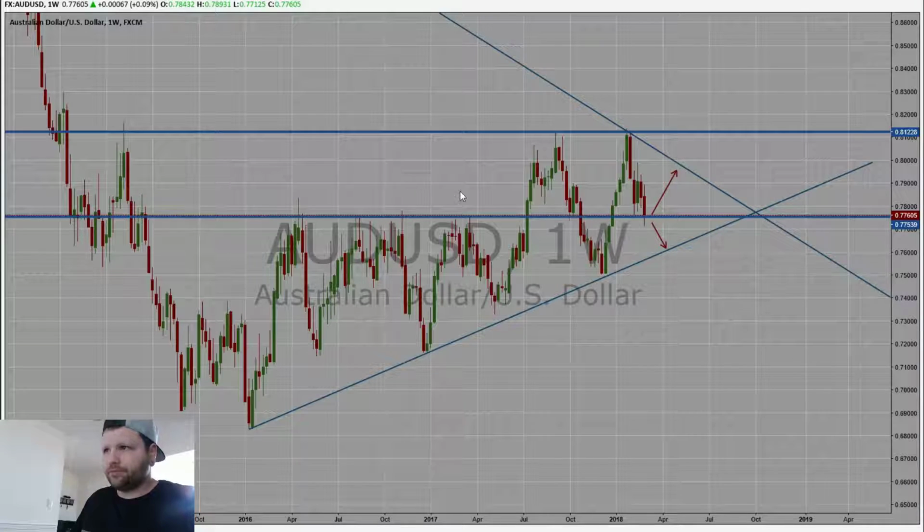So really could go either way. No patterns on the weekly time frame, so it's a pretty simple chart. No zones, no nothing. Two trend lines and two horizontal lines.